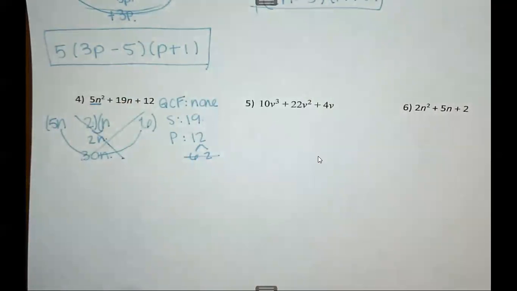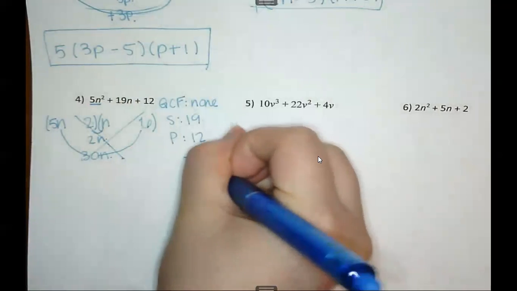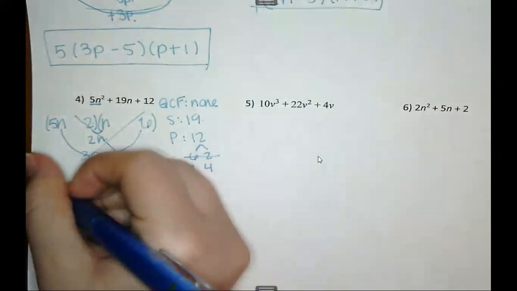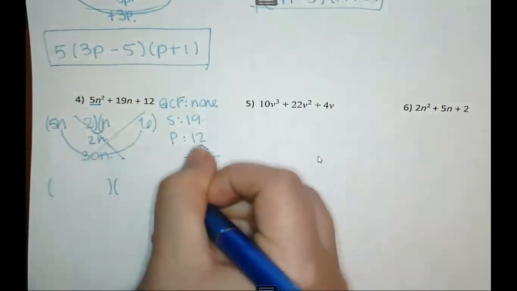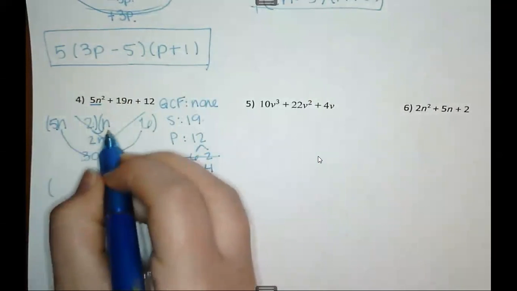What else multiplies to give us 12? We could use 3 and 4. So we make our 2 sets of parentheses. Remember at the front we use 5n and n.